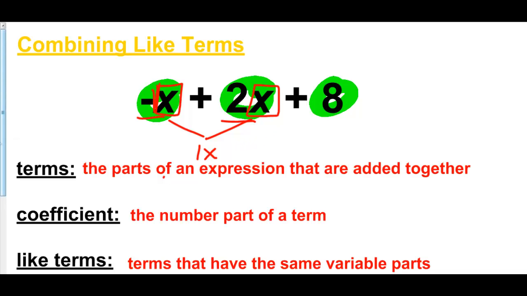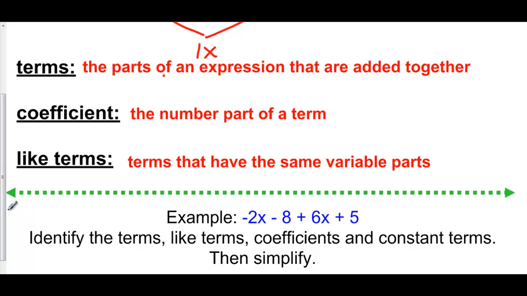Okay, so let's take a look at an example here. When I look at this, I say, okay, there are 4 terms. I'm going to highlight them here real quick: 1, 2, 3, 4. They're separated by plus and minus signs. And I say, okay, which terms are similar? The x's are similar, so -2 plus 6 is 4x. And then -8 plus 5 is -3. So I can combine those as well, because they're similar as well.